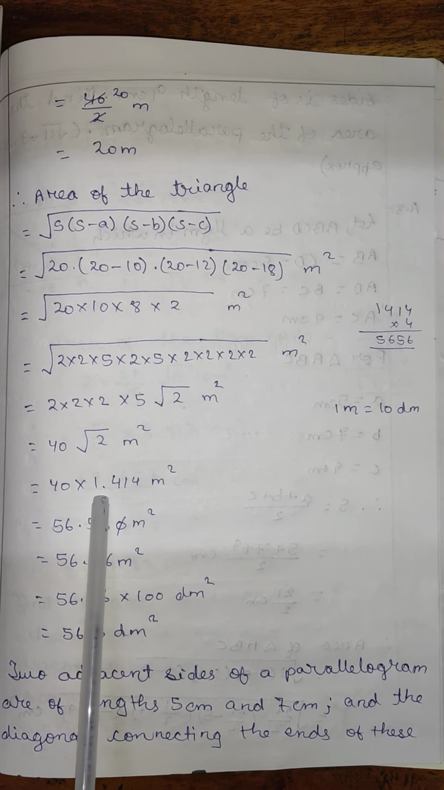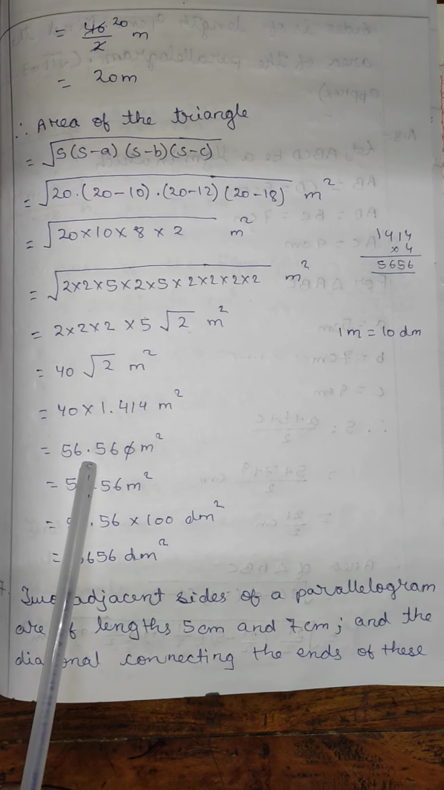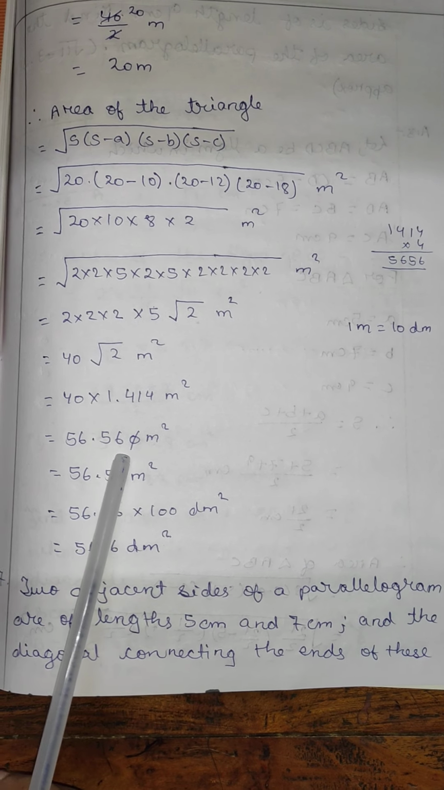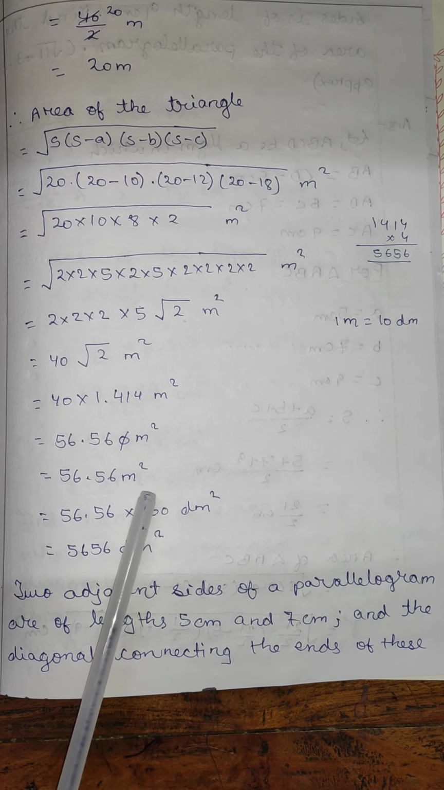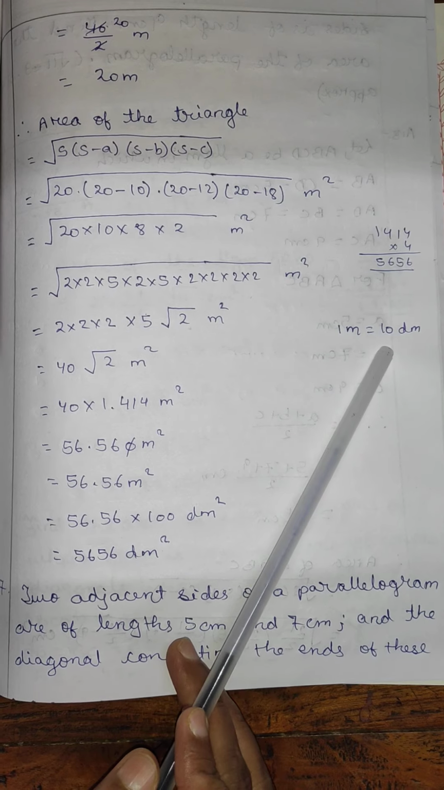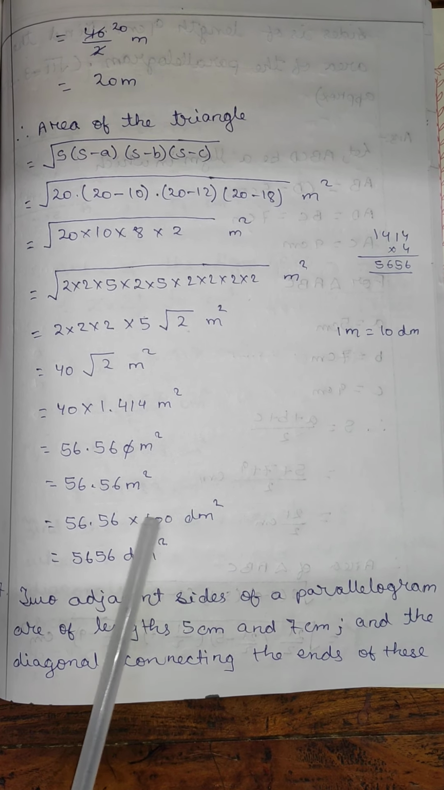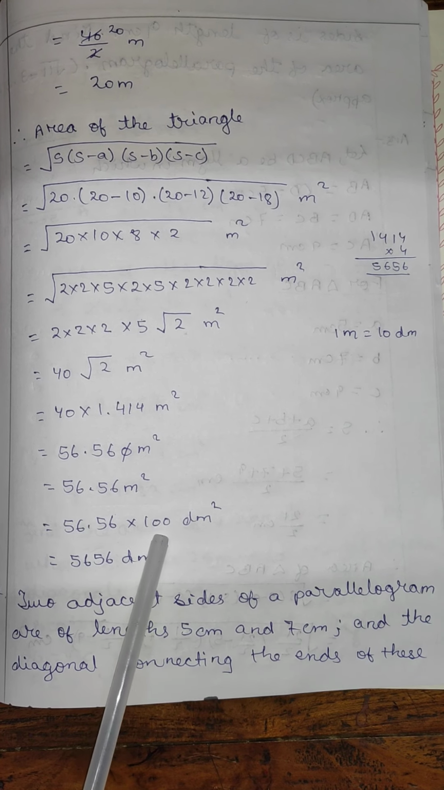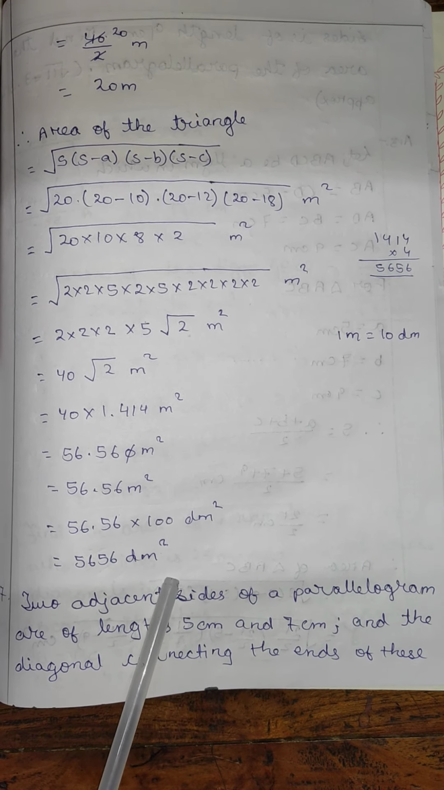Now root 2 value is already given, 1.414. After multiplication, result is coming 56.560. Ending 0 should be cancelled out. 56.56 meter square. But they told us to change into decimeter square. 1 meter makes 10 decimeter. So to change from meter square to decimeter square, 10 into 10, 2 times, that is 100 to be multiplied. So result is coming 5656 decimeter square.